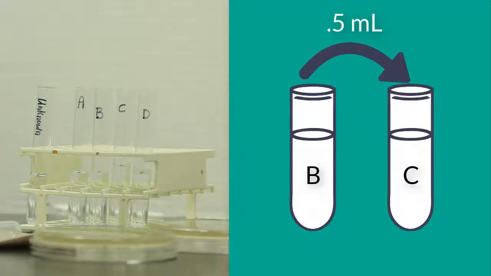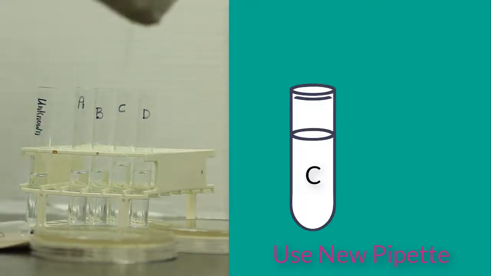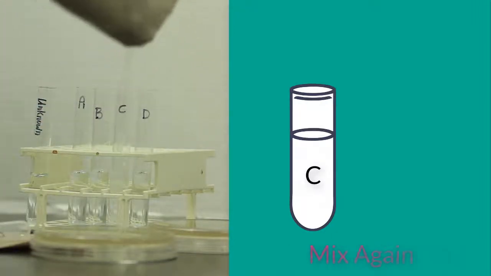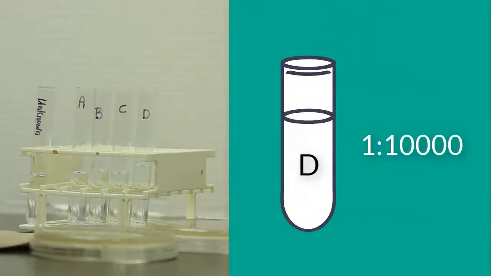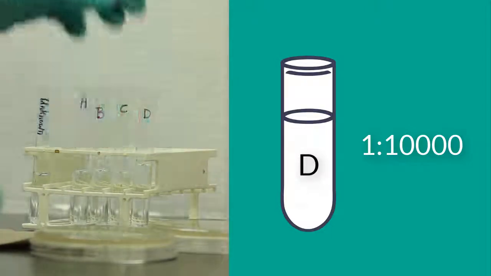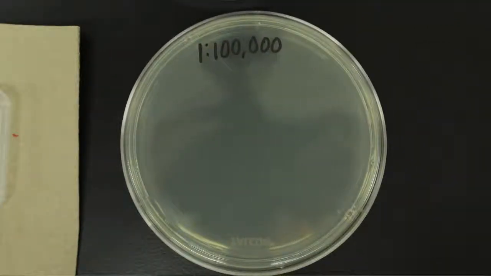Transfer that to tube C. Now I'll use tube C's pipette to do the same thing one more time, and we will go finally into tube D. We now have a 1 to 10,000 dilution factor. So from this point, we're ready to plate our sample. I have 2 plates prepared. One says 1 to 10,000, one says 1 to 100,000. In order to plate these samples, I'm going to use the same pipette, since tube D is the same concentration.